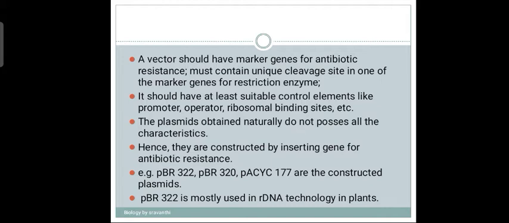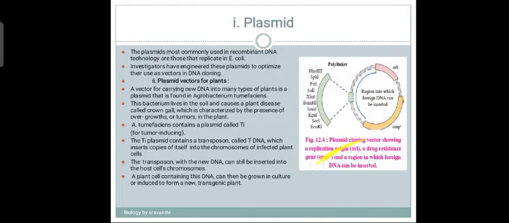Plasmids obtained naturally do not possess all these characters, hence they are constructed by inserting genes. For example, pBR322 and pBR320 are some of the constructed plasmids. Out of these, pBR322 is the most used in rDNA technology. So let us discuss the plasmid. These plasmids are most commonly used in rDNA technology for replication, for example in Escherichia coli.